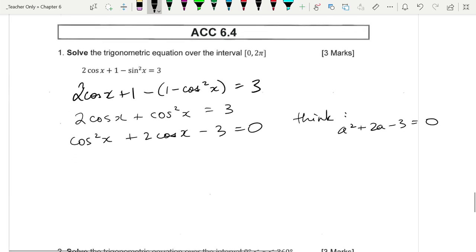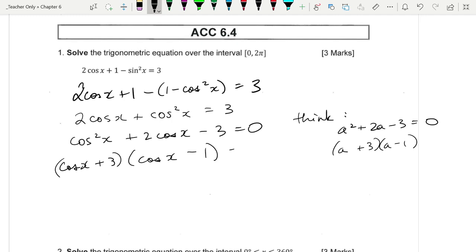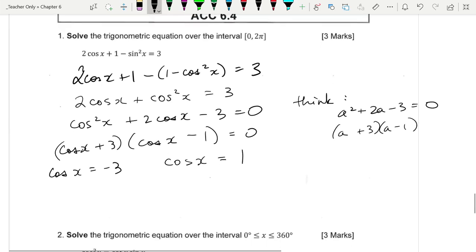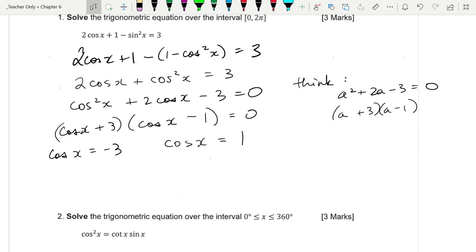So let's see. Does this one factor? Yeah, this one does. What two numbers times to make negative 3 but add to make positive 2? That would be plus 3 and minus 1, right? So this is cosine of x plus 3 and cosine of x minus 1. Now, that would mean that one of my solutions is the cosine of x is negative 3, and the other of my solutions is the cosine of x is 1, and one of those things is not like the other.